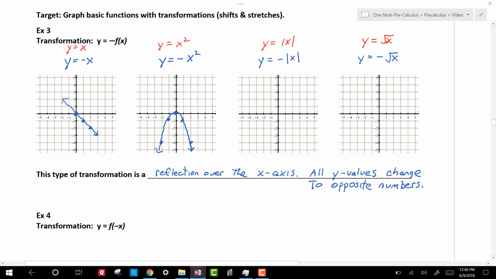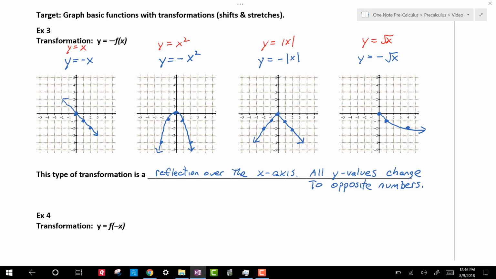My absolute value that was going up with a slope of 1 to 1 still starts at 0, 0, but it goes down with a slope of 1 to 1. All right? And my square root function, which was going up and curving to the right, is now going to go down and curve to the right. Just like that. So a negative in front is a reflection over the x-axis.